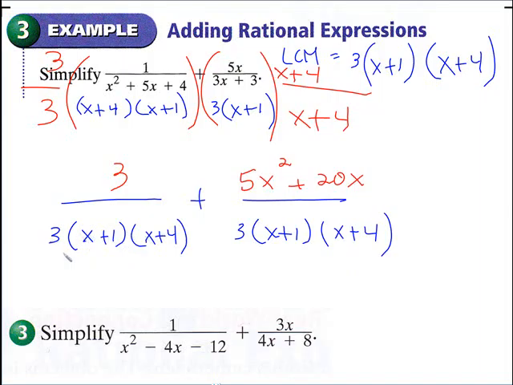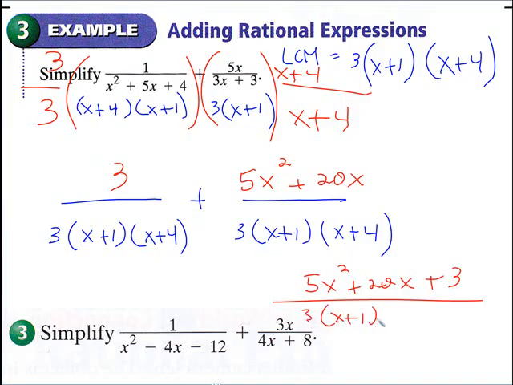You've got a common denominator, so now it's okay to add. You're going to simplify the top. The top is going to be 5x squared plus 20x plus 3, over whatever your common denominator, or LCM, is: 3 times x plus 1, x plus 4.